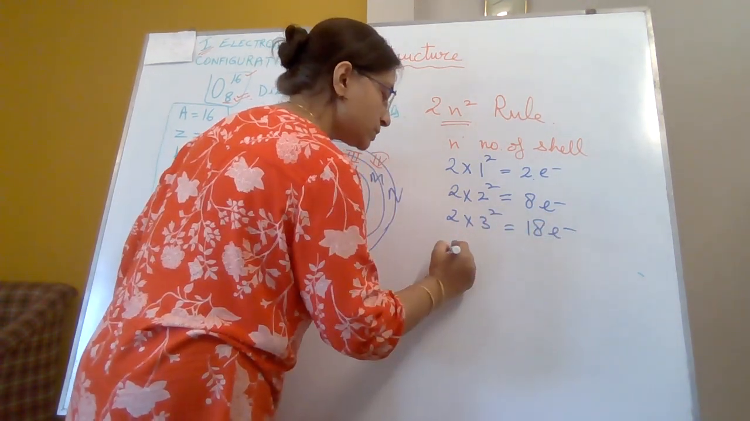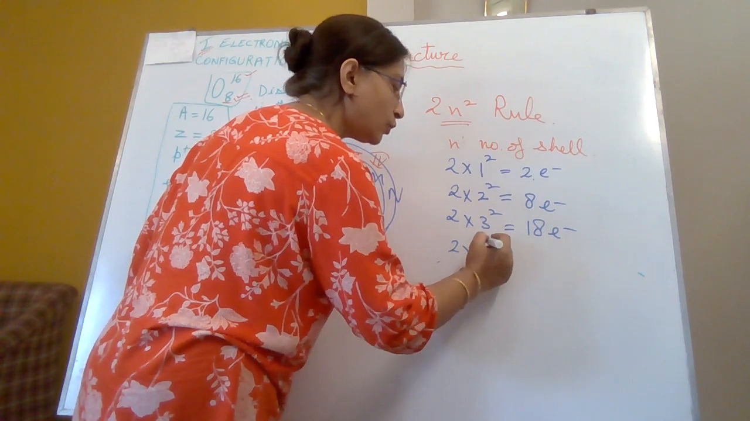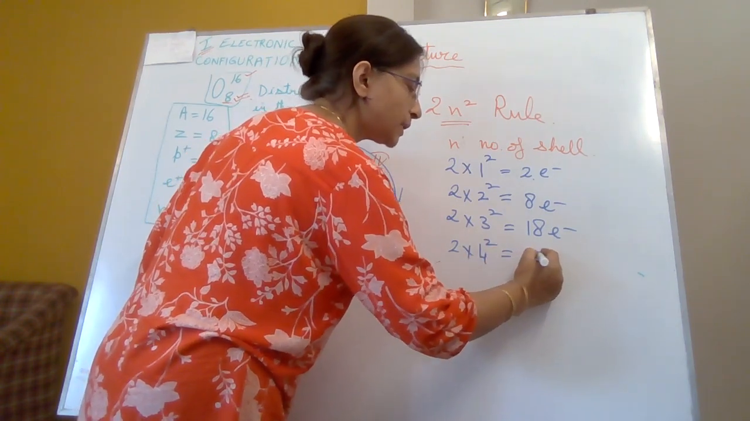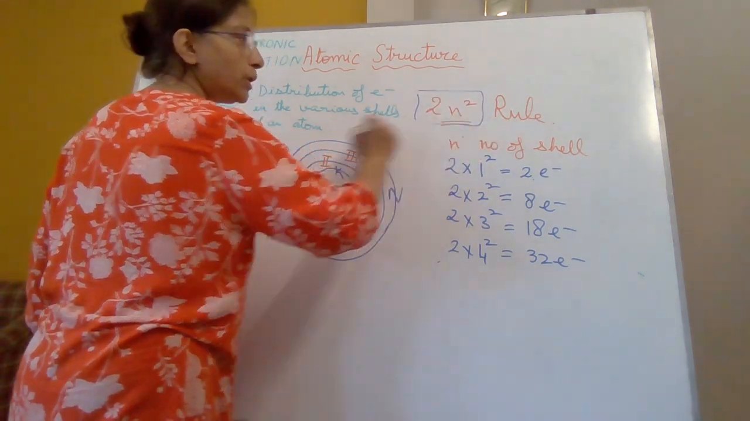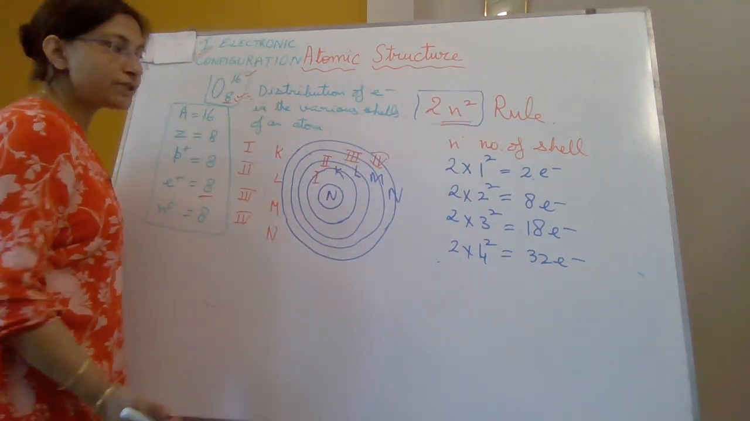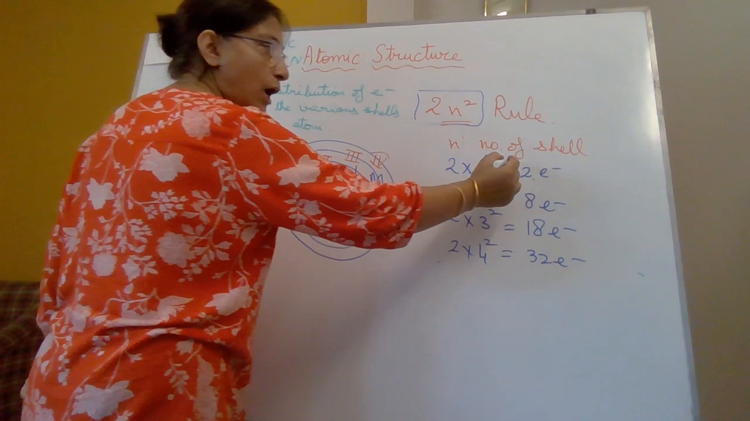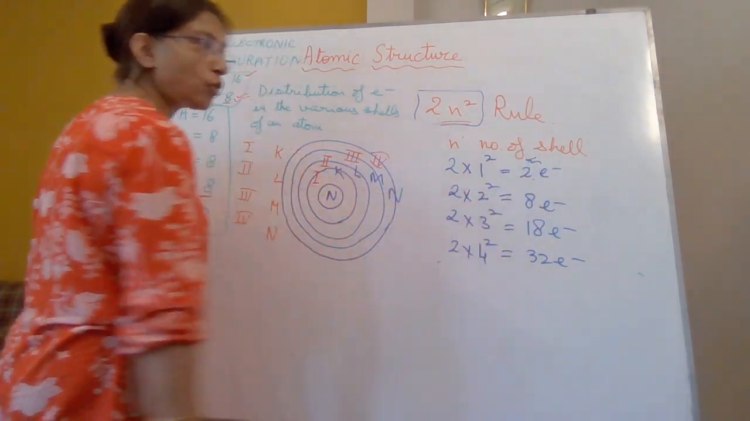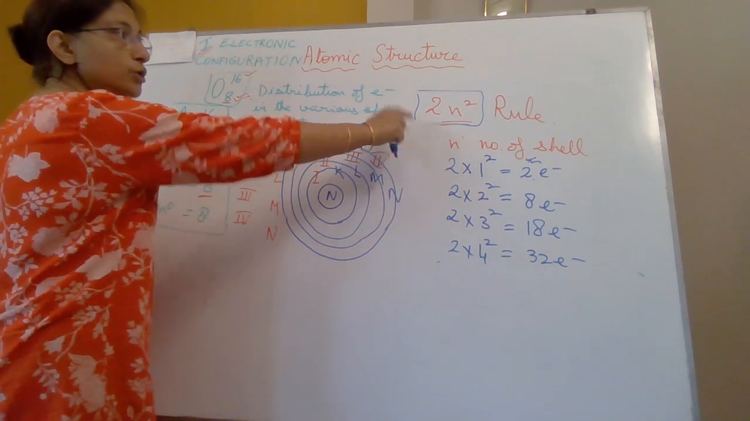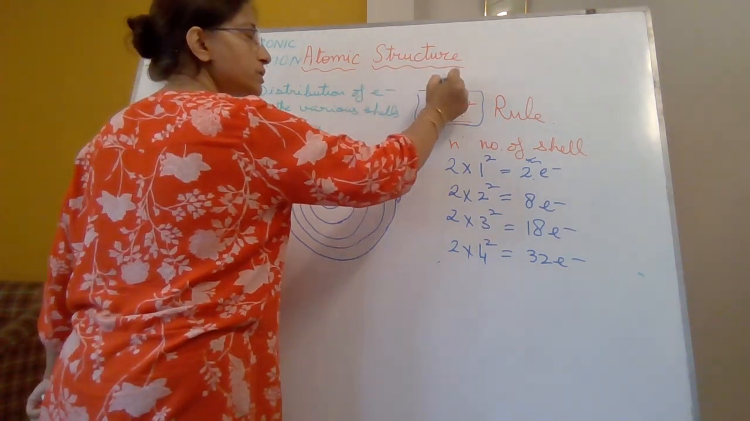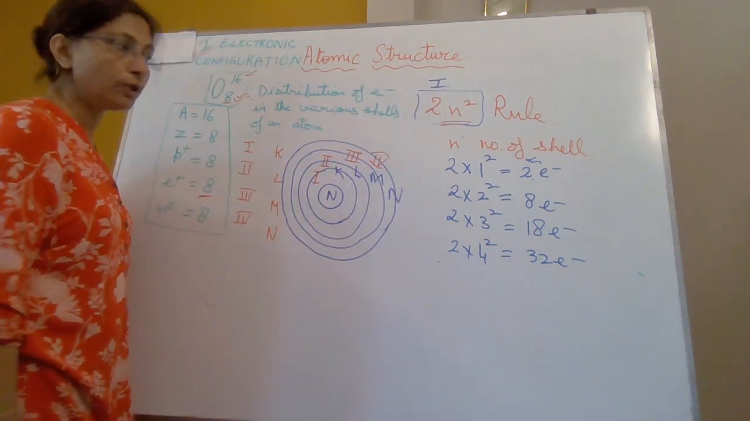8 electrons, and same for the fourth shell, 32 electrons. So the first rule that can help us in identifying how many electrons can be accommodated in each shell is the 2n square rule. This is your first rule.